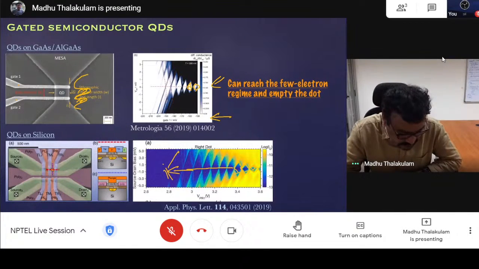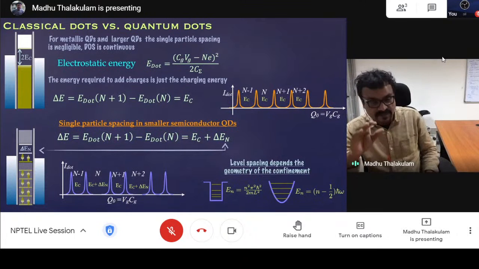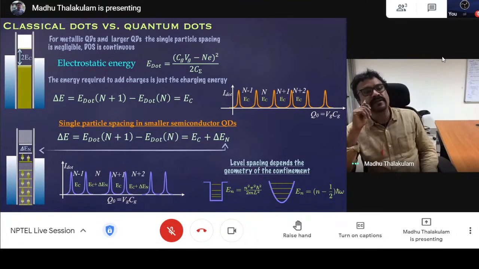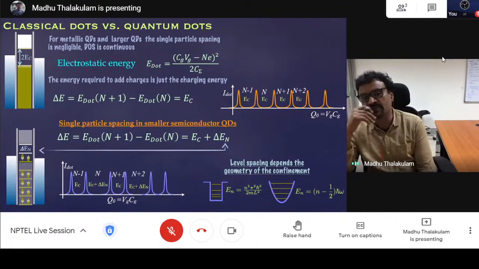All right, and let us look into the semiconductor dot a little bit more carefully. So far what we have discussed is that the states inside dots are electrochemical states, which are defined by the electrochemical potential of the dot.